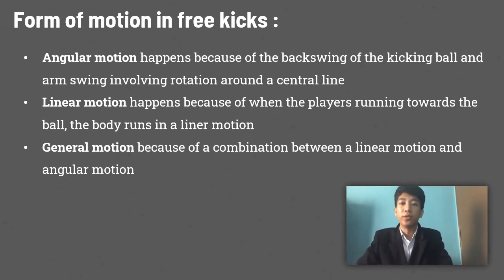So moving on to the next part, which is the motion that happens while doing a free kick. First, there is angular motion. This happens because the player needs to backswing to kick the ball, and while doing the free kick, it involves an arm swing, which is a rotation around a central line.